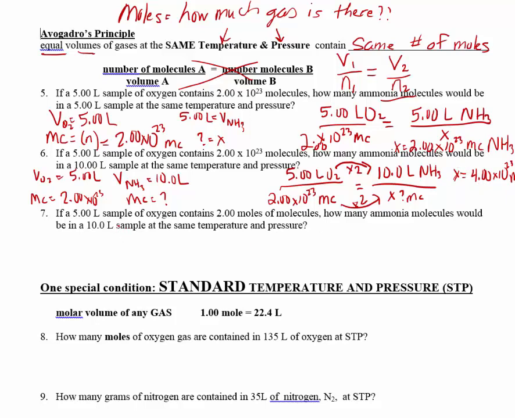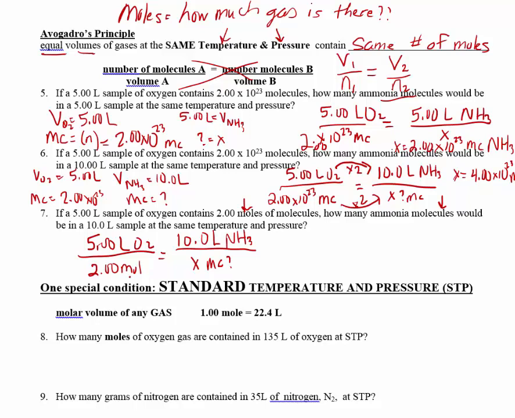Okay, so if I have 5 liters of oxygen, and this time I said I have 2 moles, I'm giving it to you as moles, but I want molecules. So what I would do is figure out how many moles that's going to be, and then you can go from moles to molecules. Same thing, in that 5 liters of oxygen I know I have 2 moles. Well, I'm going to compare it to a 10 liter sample of ammonia, and you can do any gases, as long as they're at the same temperature and pressure. How many molecules are in there?